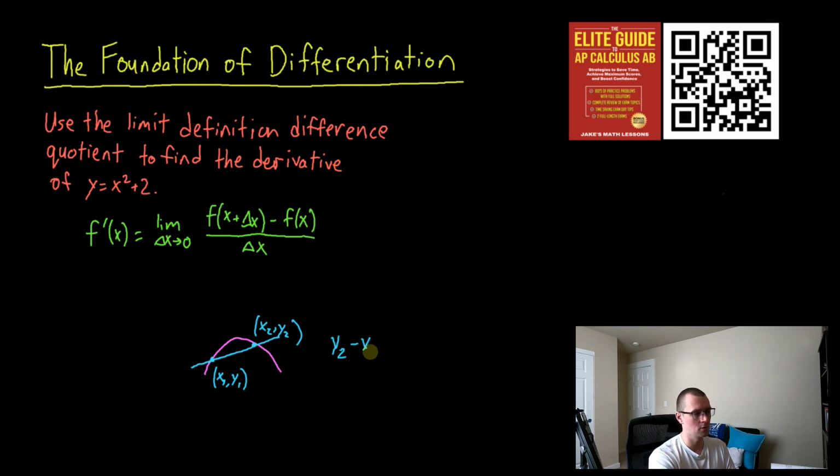y2 minus y1 over x2 minus x1, which another way to think of y2 minus y1 is the change in y, so the delta y essentially, the change in how many units you're going up to get from point 1 to point 2, and then x2 minus x1 is just the difference between the x values, the change in x, so that would be delta x. So the x distance between the 2 points.